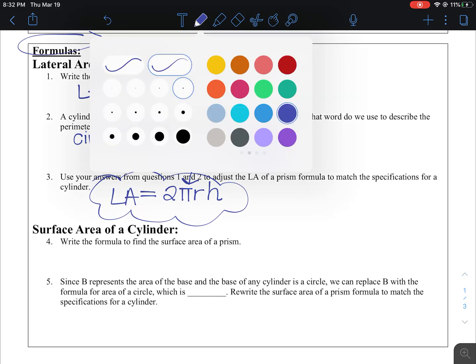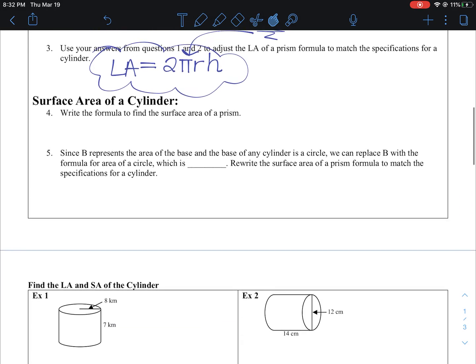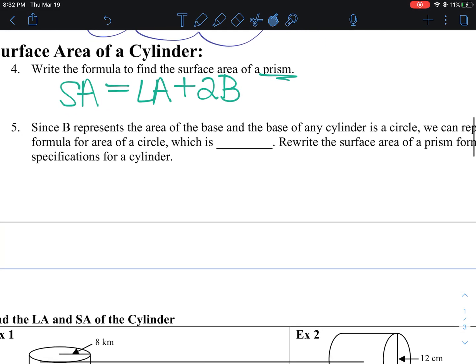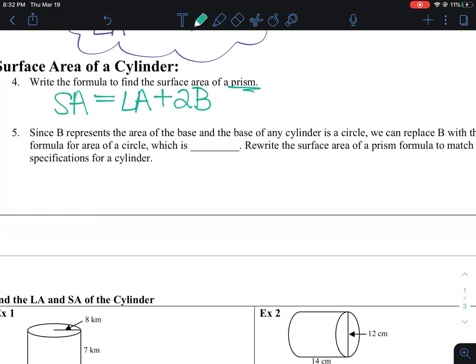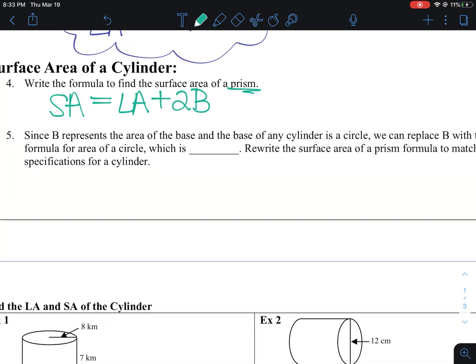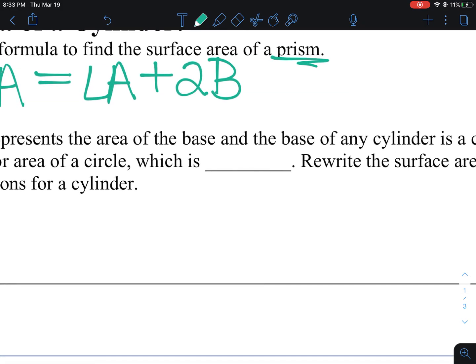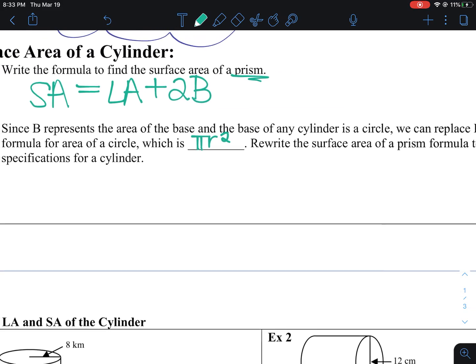Okay. So now let's talk about surface area of a cylinder. Write the formula for the surface area of a prism. So again, we just did this. Surface area of a prism is the lateral area plus 2 times the area of the base, right? So since B represents the area of the base, and the base of any cylinder is a circle, we can replace that capital B with the formula for the area of a circle, which, if you don't remember, is pi r squared, right? That's the area of a circle.